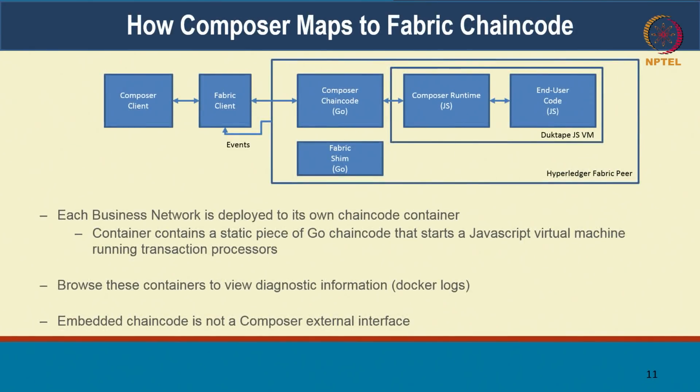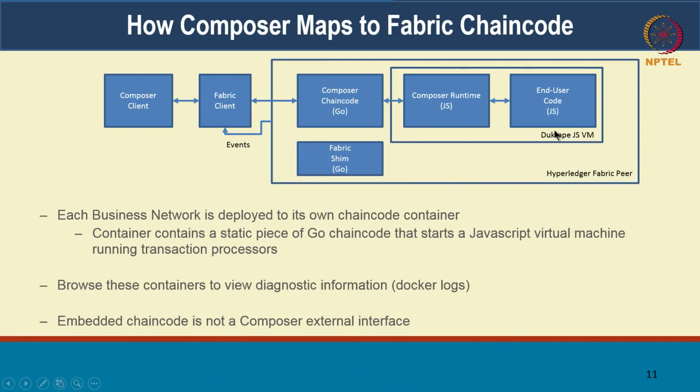This is going down a level of detail to see how Composer actually maps this into Fabric. So I told you Composer runs on top of Fabric. So how does it do it? The Composer client itself is actually going to be talking to a Fabric client, which is going to be using Fabric SDK to connect to a special chain code that Composer executes. So this chain code has logic to start up a Java virtual machine inside Fabric, inside the peer. And this Java virtual machine is going to be running a JavaScript runtime.